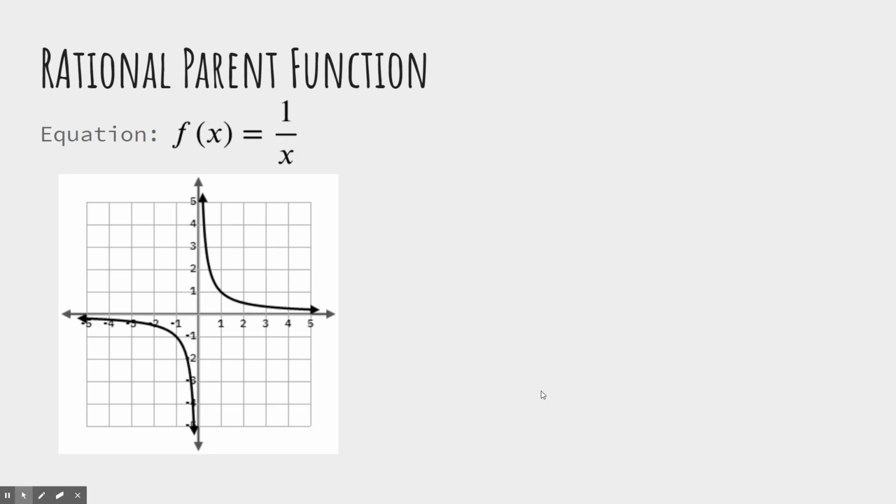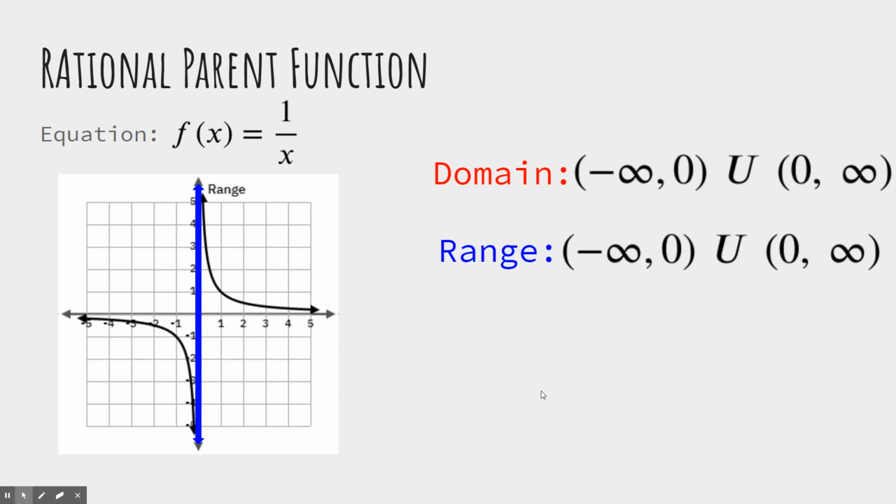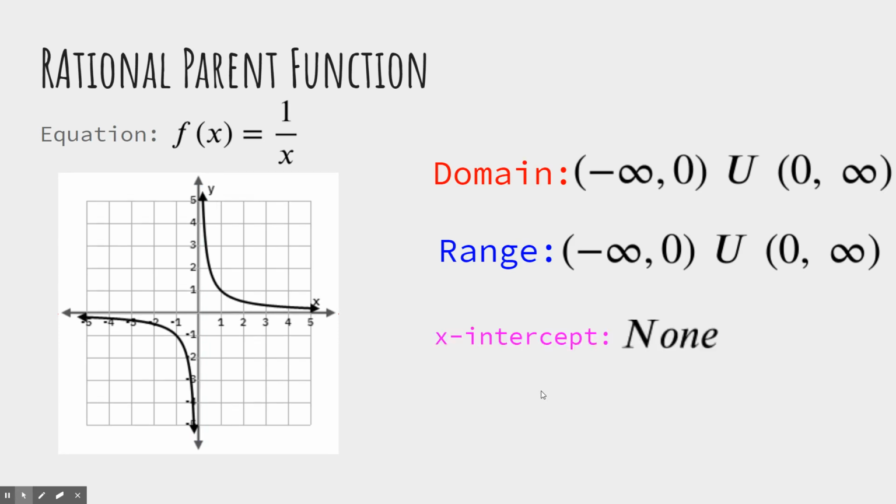The equation for a rational parent function is f of x equals 1 divided by x. The domain is going to be a little bit different here. We have negative infinity to 0, and we have 0 to infinity. That U sign is a union symbol, which represents the word and. For the range, we also have negative infinity to 0 and 0 to infinity. There is no x-intercept. There is no y-intercept.